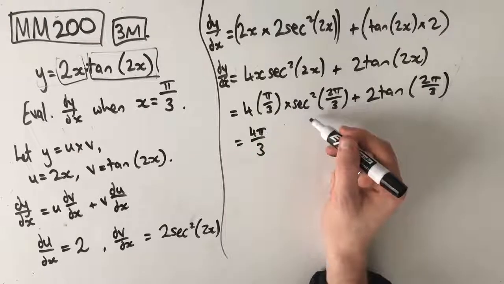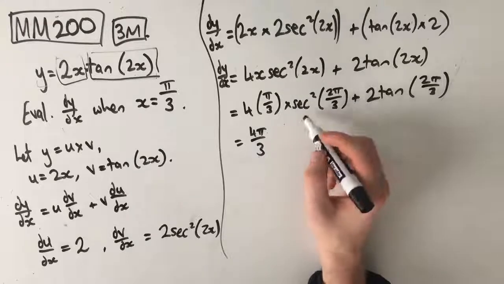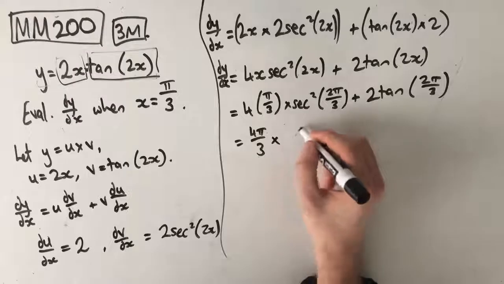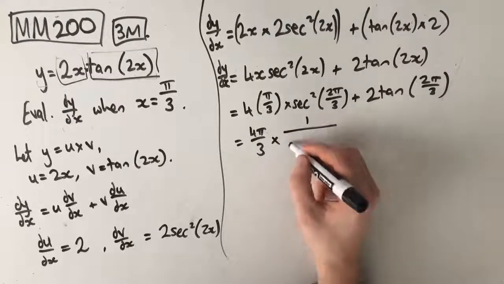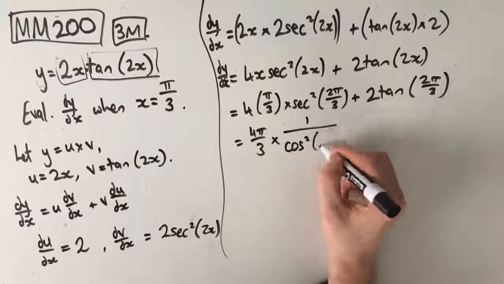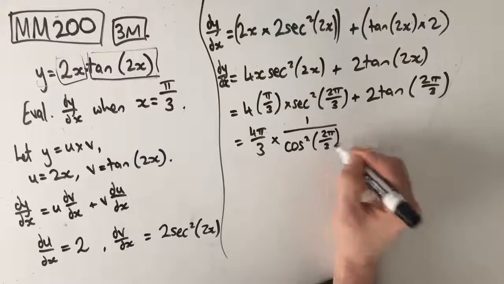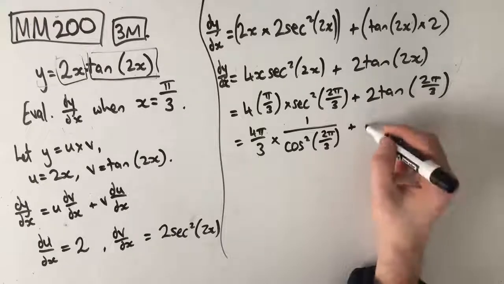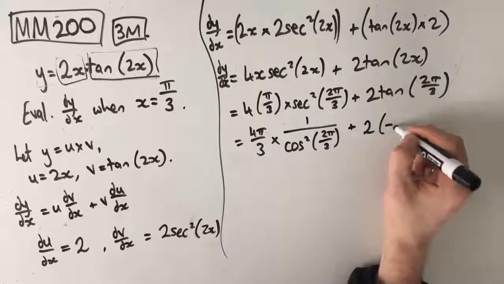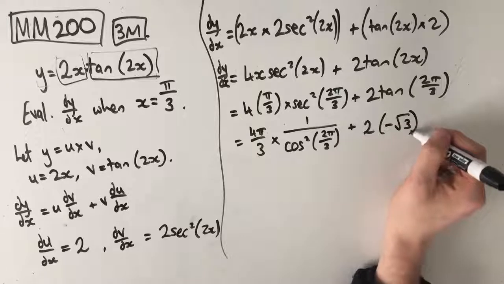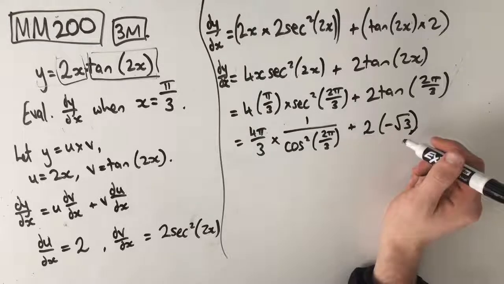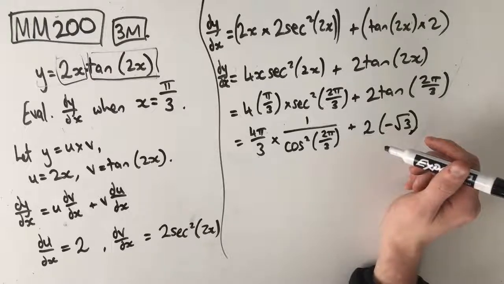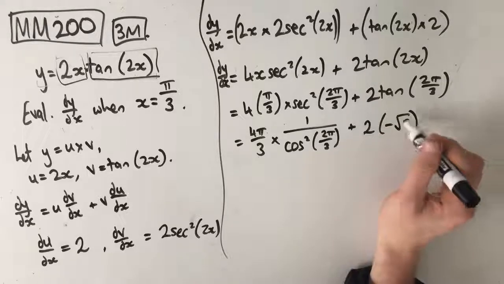Now, sec squared is the same as 1 on cos squared x. So this is the same as 1 over cos squared of 2 pi on 3, plus tan of 2 pi on 3, which is equal to negative root 3. If you're not too sure how, you just go back and review the unit circle. In our trigonometry section of Fortify, from MM200 to MM150, you'll be able to find something that explains this there.